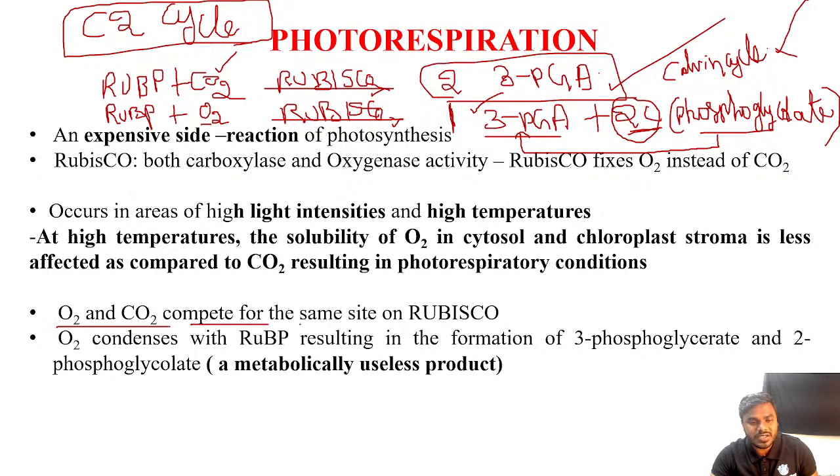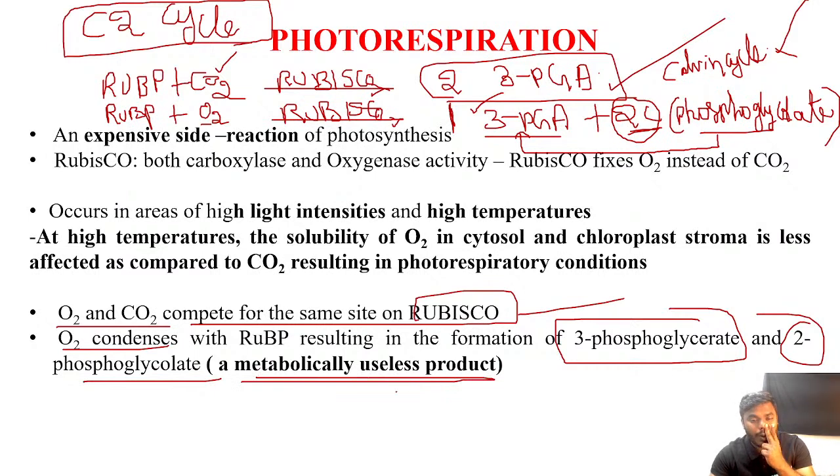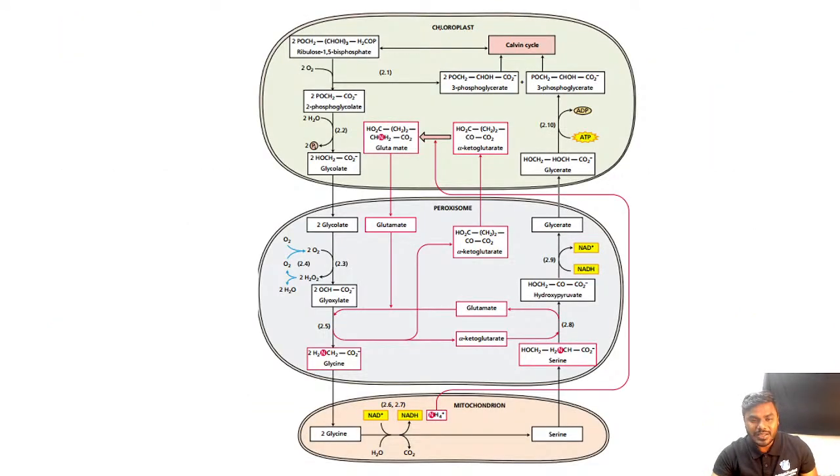All of you look into this. Oxygen and carbon dioxide compete for the same site on Rubisco. This is the same line they repeated in our exam more than thrice. Now you only understand, when Rubisco fixes the oxygen, we will get 1 molecule of 3-PGA and 1 molecule of 2-phosphoglycolate. That is why we can call it a metabolically useless product. And this entire photorespiration is only a waste reaction. This should not happen actually.